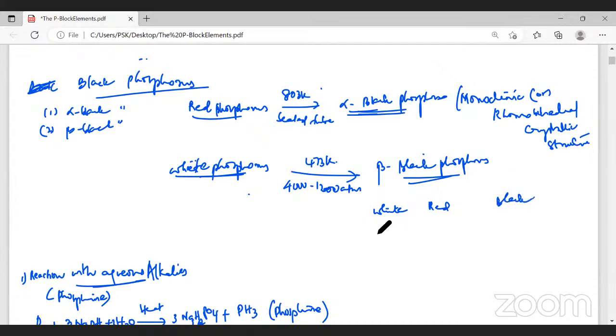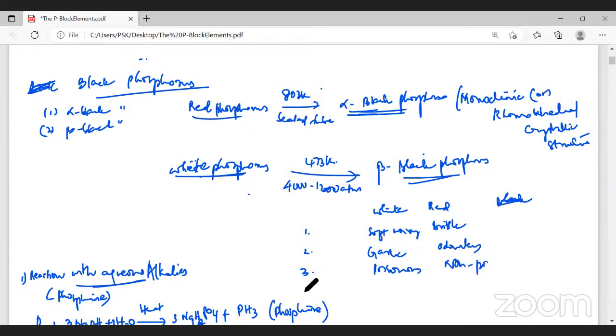Now, what are the differences between white, red, and black phosphorus? The first one is, maybe we will write the difference between the white and red phosphorus. Black phosphorus, we will compare it later. Now, this white phosphorus is soft and waxy. Red phosphorus is brittle. It's a crystalline powder. The second one, white phosphorus has a garlic odor, and red phosphorus is odorless. The third, white phosphorus is poisonous. Red phosphorus is non-poisonous.